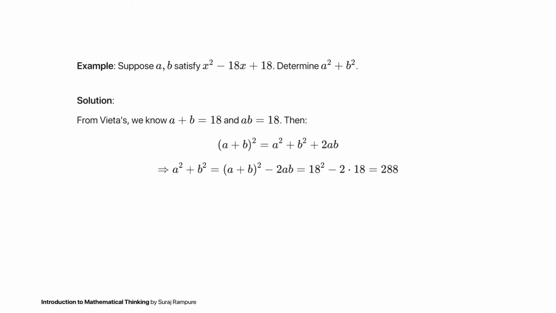Instead, we know that the sum of the roots has to be 18, and the product of the roots is also 18 in this case. Is that clear? We know the expansion of a plus b quantity squared will be a squared plus b squared plus that 2ab middle term. I'm trying to solve for a squared plus b squared, so I rearrange and write it as a plus b quantity squared minus 2 times a times b. And I know what each of these intermediate terms are from Vieta's formula. So I have 18 squared minus 2 times 18. And that gives me 288. So that's how you find a squared plus b squared without having to find out what the roots themselves are. So this question illustrates the power of using Vieta's formulas.